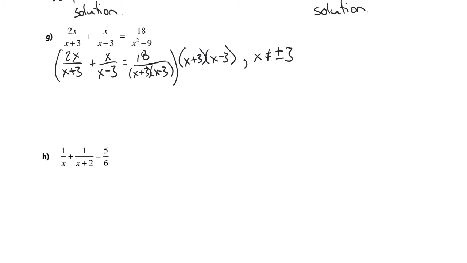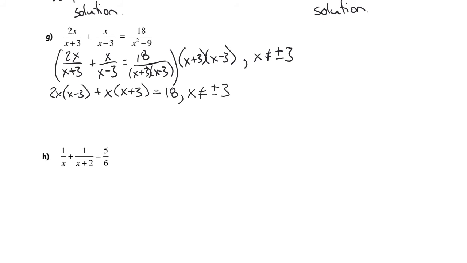Now, we're going to speed up through this just a little bit here, because when I multiply that through in this first term, the x plus 3 will cancel, and I'll be left with x minus 3. In the second term, the x minus 3 will cancel, and you'll be left with x plus 3. And on the right-hand side, both of those factors are going to cancel, and you're just left with 18. Again, with the understanding that x cannot equal plus or minus 3.